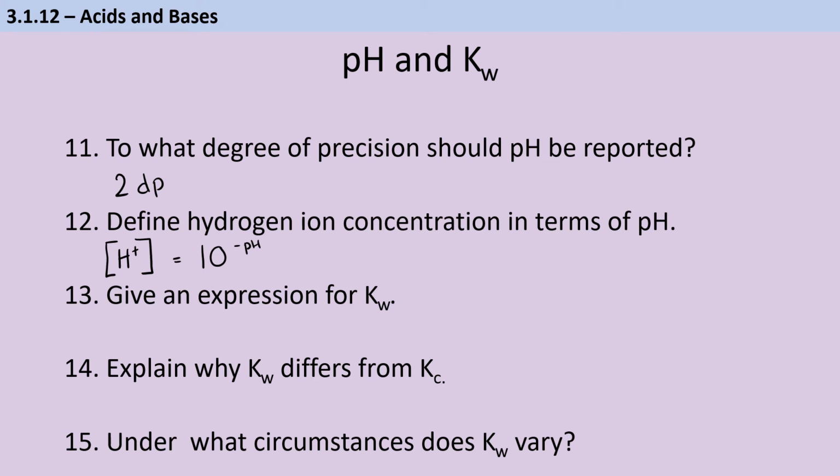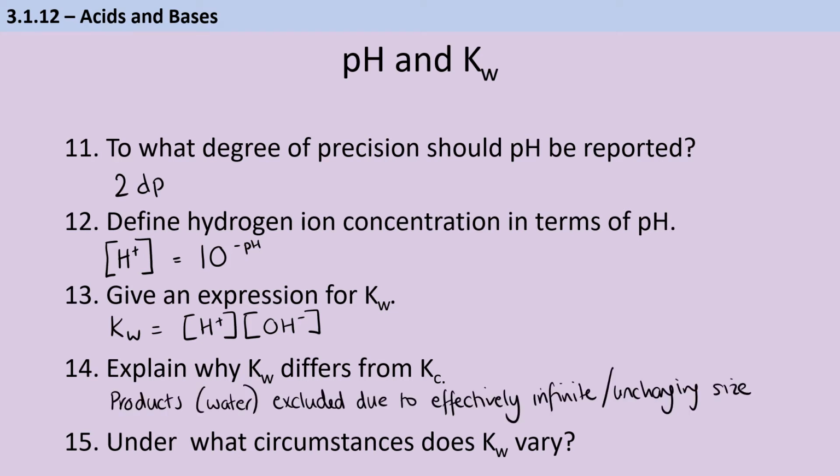Kw, or the ionic product of water, can be found by multiplying together the concentration of hydrogen ions and hydroxide ions. As you can see, this is very similar to Kc, but without having the reactants on the bottom, so in this case it would be water. And the reason that the water is excluded is because it's effectively infinite, and because it's so much larger than the concentration of the hydrogen ions and the hydroxide ions, any variation in them just doesn't make a difference to the concentration of water, because the concentration of water is so much bigger. So it's effectively unchanging, and therefore there is no point in including it in the expression.